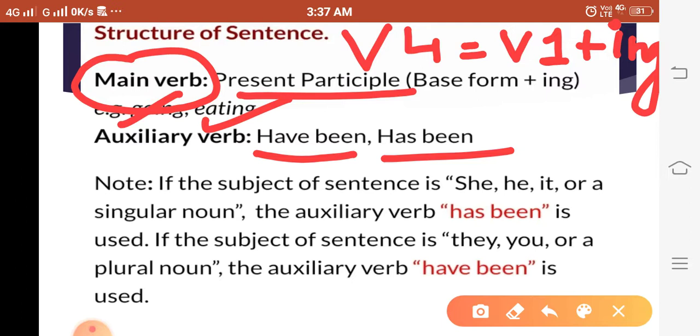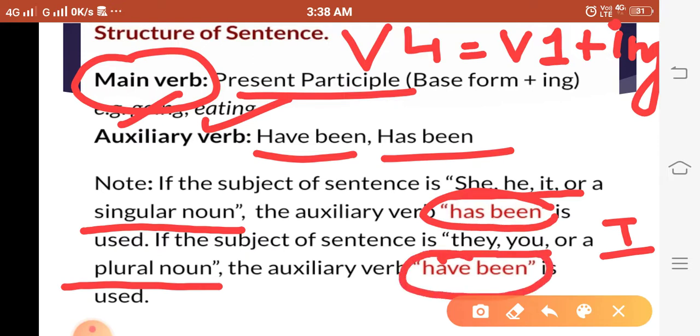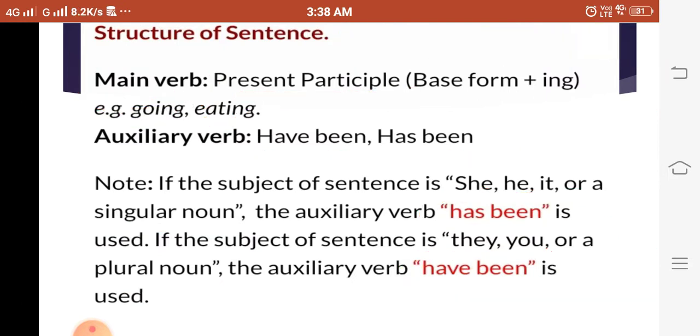Again, I will tell you that if we have she, he, it, or any singular noun as our subject in a sentence, then only we can use the auxiliary verb has been. Or if we have subjects such as they, you, I, or any plural noun, then we are supposed to use have been with these subjects. Clear?